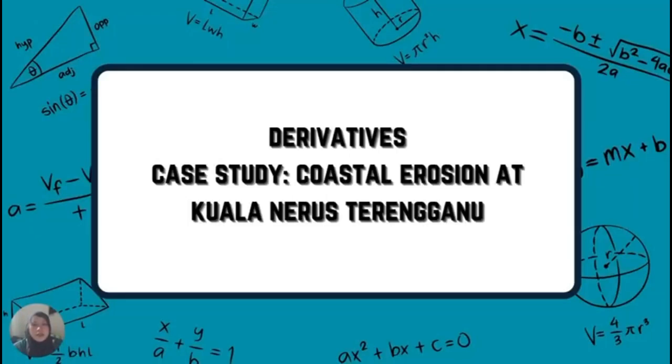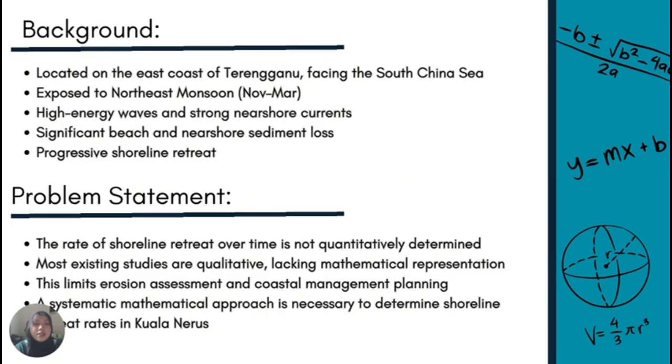Assalamualaikum and hi, my name is Siti Normaisara and I will be presenting my geoscience case study titled Coastal Erosion at Kuala Nerus, Terengganu. Kuala Nerus is located on the east coast of Terengganu. This area is directly exposed to the northeast monsoon, which occurs every year between November and March.